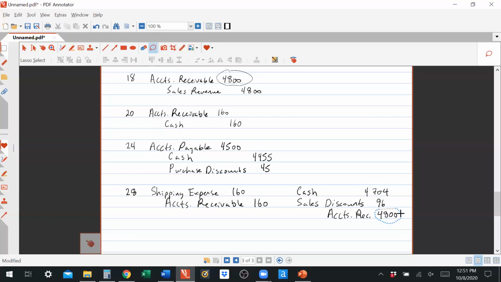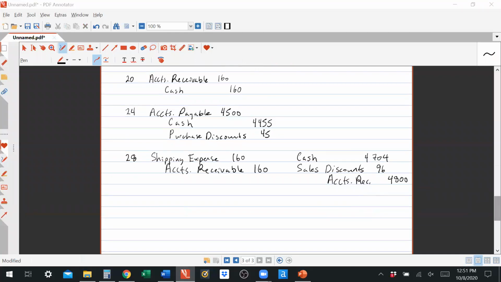Move this over. I like to keep the credits indented over here to the right, debits to the left. So these two journal entries would be made when we receive Weber's payment.